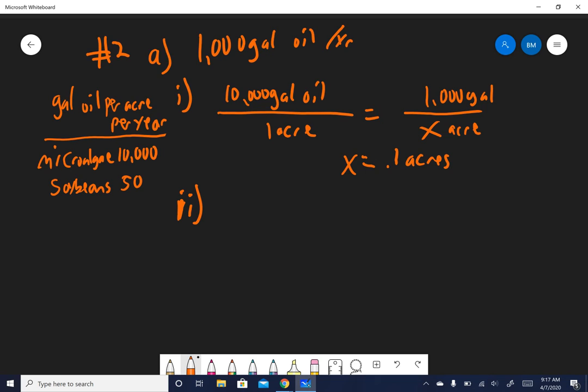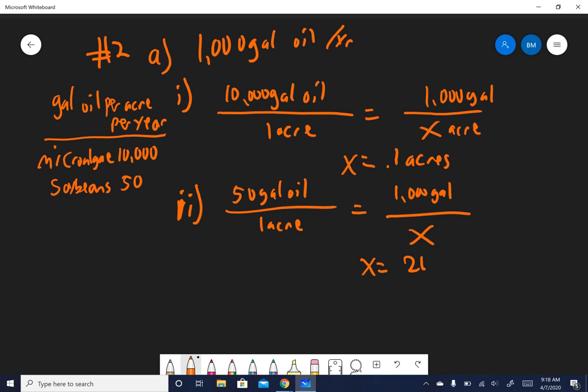Okay. Now A2. So now we want to know, how do we get 1,000 gallons of oil from soybeans? So we know there's 50 gallons of oil in 1 acre of soybeans. So we want to know, how many acres do we need to get 1,000 gallons? If 1 acre produces 50, how many acres produce 1,000? So for soybeans, it is just 1,000 divided by 50. So X equals 20 acres, right? Which makes sense, because if you're getting 10,000 per acre, you only need 0.1. But if you're getting 50 per acre, you need a lot more. So that's 20.